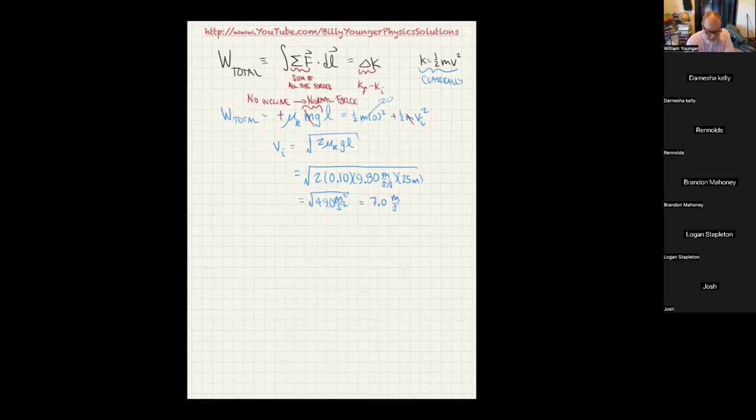Of course, we can convert that to miles per hour. Let me do that real quick. 7 meters per second in miles per hour. The car was not going very fast. It was going about 15.6 miles per hour. But again, the main thing is I just wanted to show you how you could use the work energy theorem to get some sense of what happened in a car wreck.